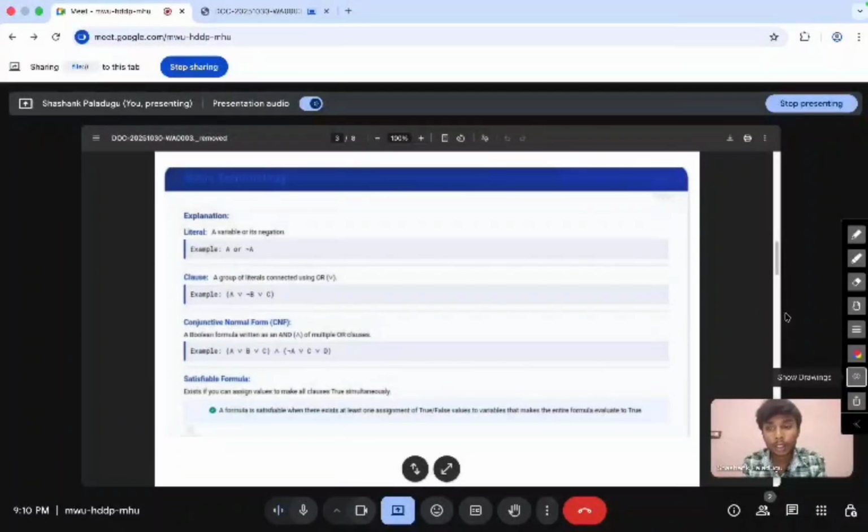Okay, understood the clause. Next is CNF, which is also called conjunctive normal form. This sounds complex, but it's very simple. CNF is when multiple clauses are joined using AND, like saying you must pass all the subjects to get promoted. Each subject is like a clause, and AND means you must satisfy all of them. For example, (A or B) and (not C or D). That's the example for this.